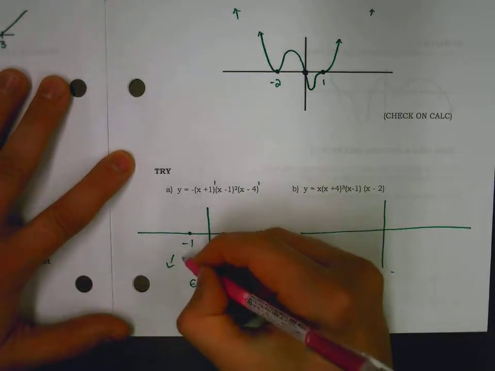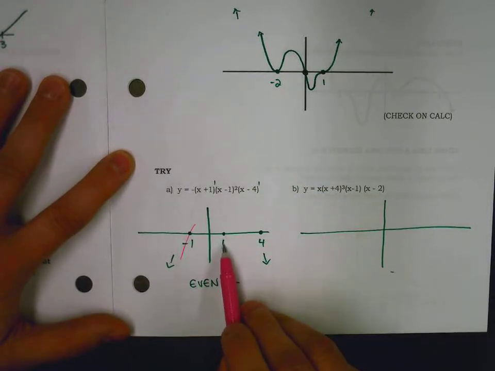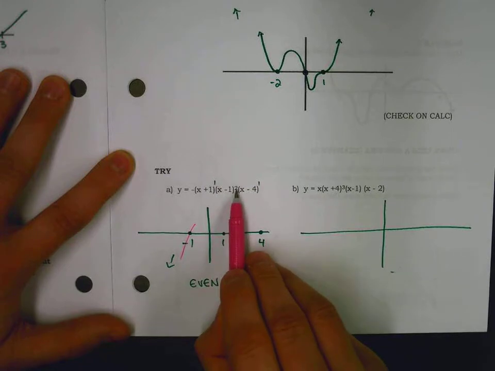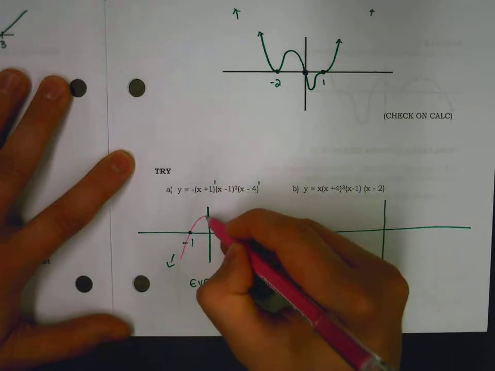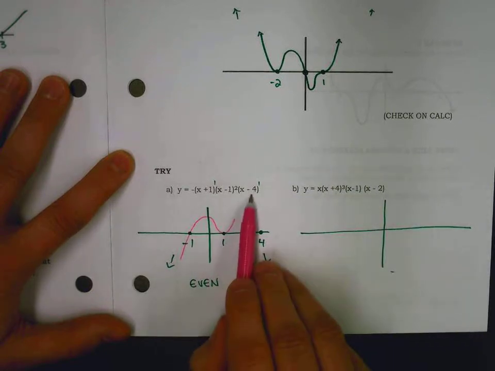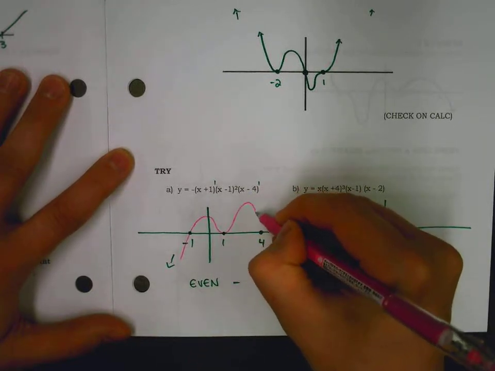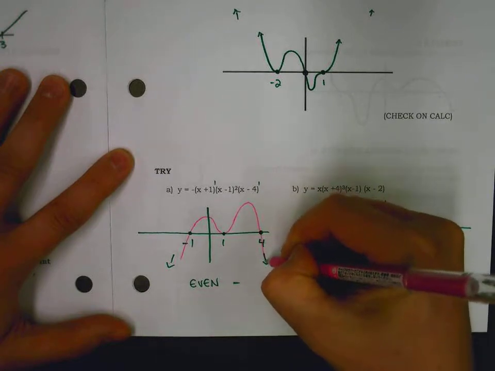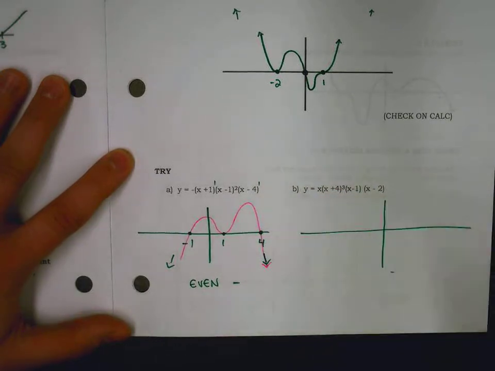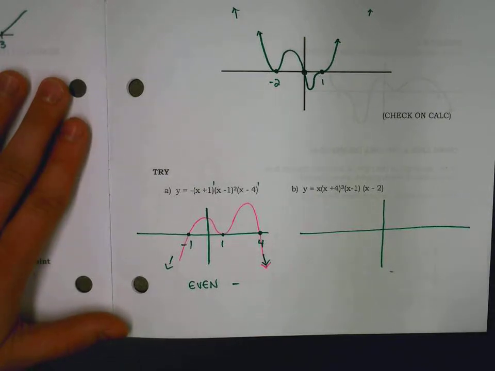Pass through as a line. At the 1, it has a multiplicity of 2, so this should touch as a parabola. And then at the 4, it should pass through as a line. And in fact, it continues in the trend that it's supposed to, confirming our initial assumptions. And here is a sketch of a 4th degree function, which is a little bit complicated.